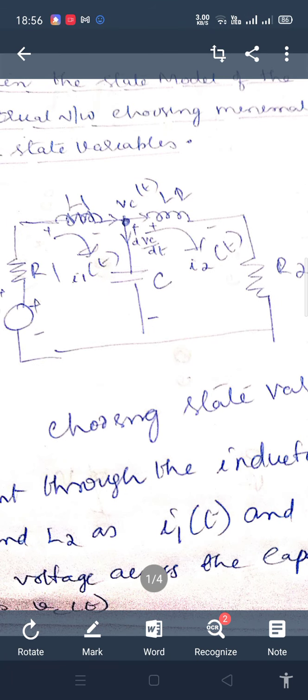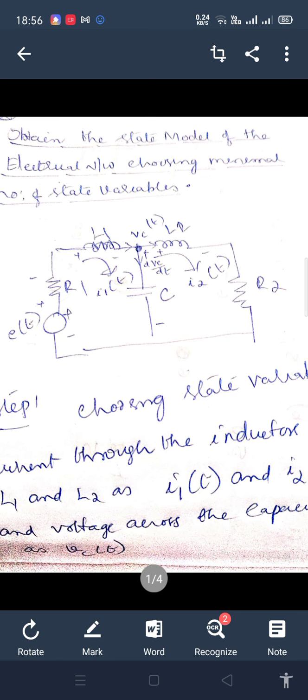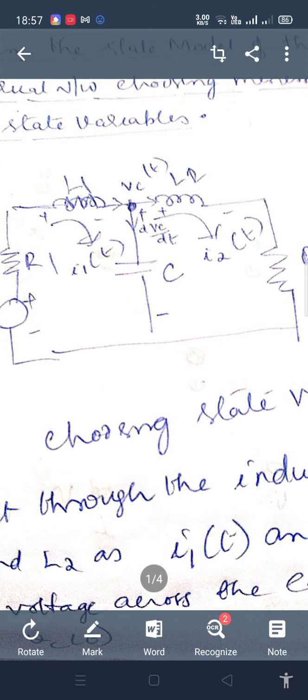So today, obtain the state model of the electrical network shown in the figure. Okay, look at the electrical network.